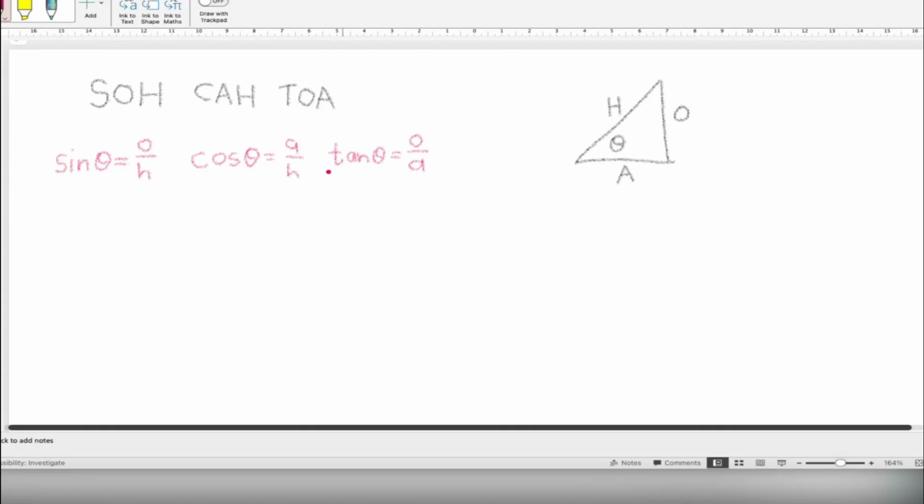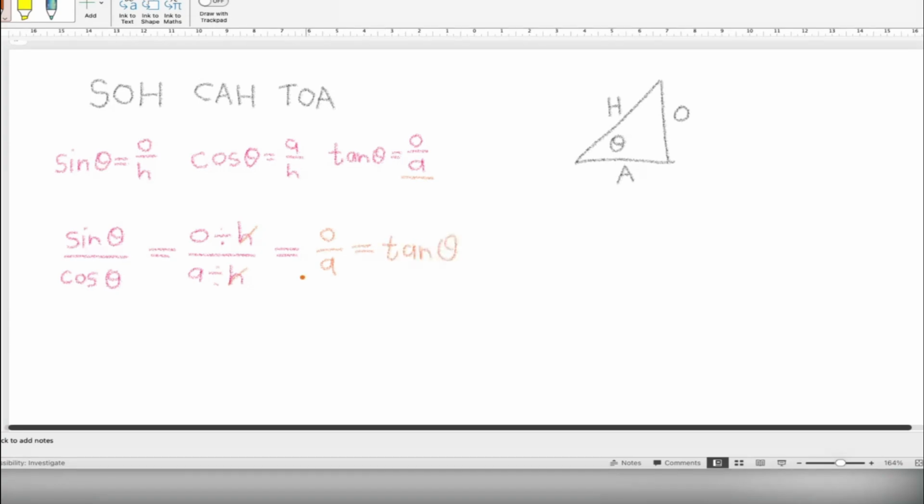Now, let's see what happens if we divide the sine of theta by the cosine of theta. We know that the sine of theta is equal to the opposite side divided by the hypotenuse. And the cosine of theta is equal to the adjacent side divided by the hypotenuse. So the hypotenuse above the line and below the line will cancel out, and we are just left with the opposite side over the adjacent side. And we know that the opposite side over the adjacent side is equal to the tangent of theta.